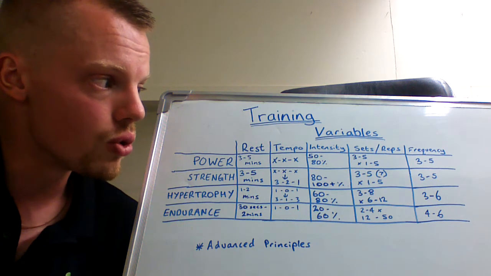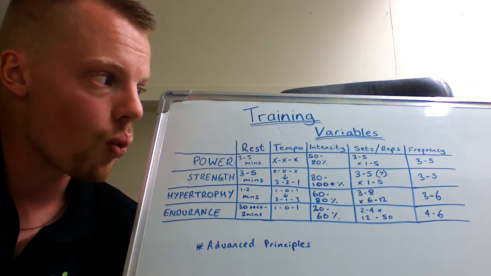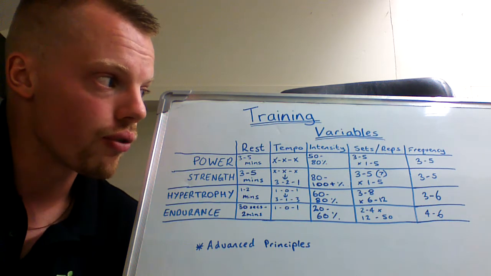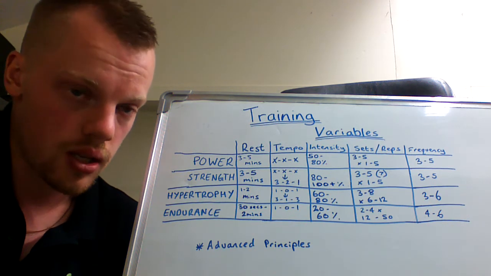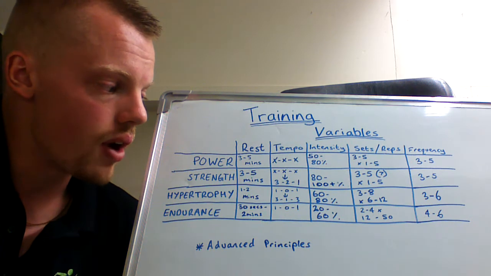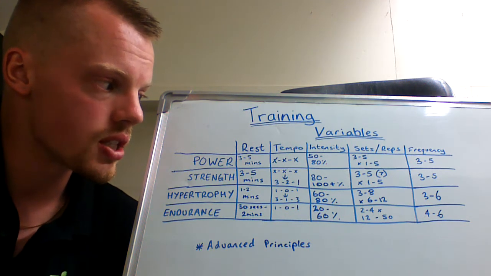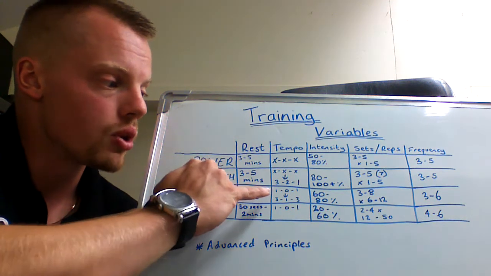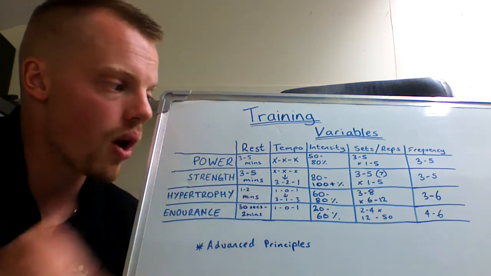Sets and reps, we would use 3 to 5 sets of 1 to 5 reps at a frequency 3 to 5 times a week. So strength training is also very similar with the same rest period, the tempo also being the same, but we do have a variety with a 3-2-1 tempo.